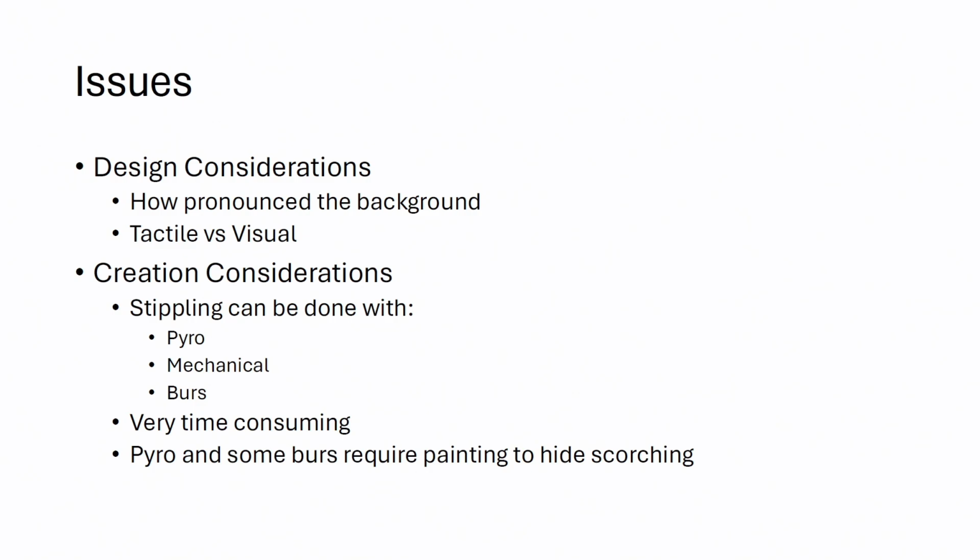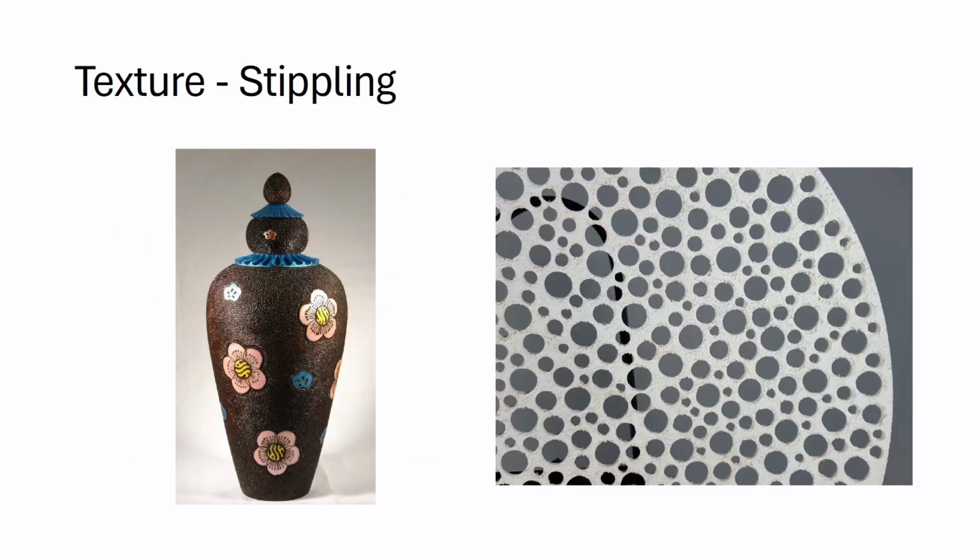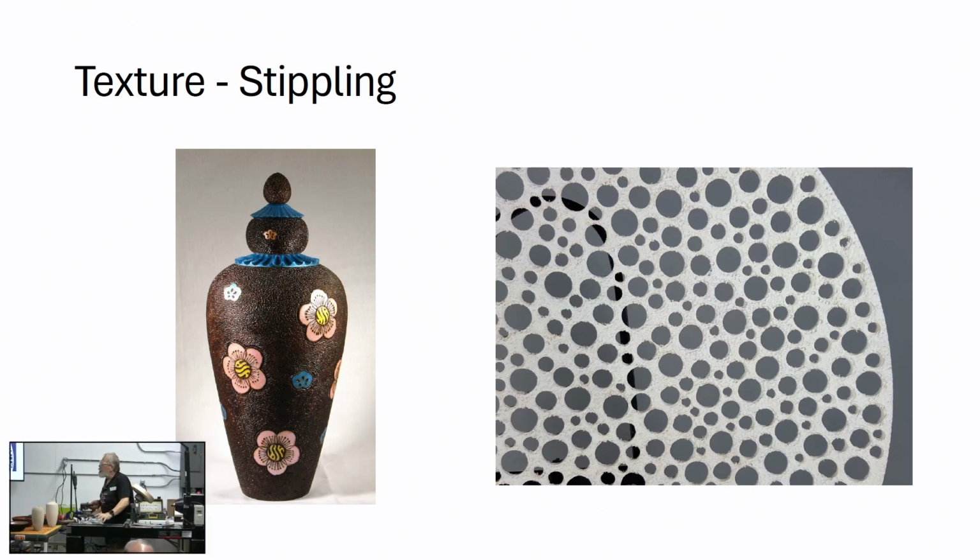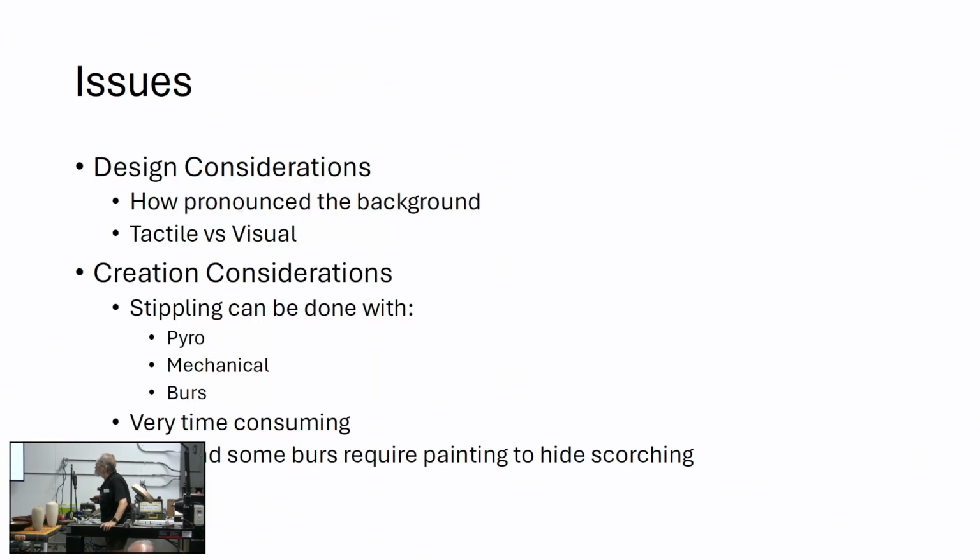But what are the issues? How pronounced do you want the background to be? Are you doing it like on that first one? I just want that one to be a textured surface to highlight the flowers. All right, I don't want it to compete with the flowers. On the coral bowl, that whole thing is given that whole impression. So it's the holes, it's the space in between, and all of the texturing from the stippling all works together.